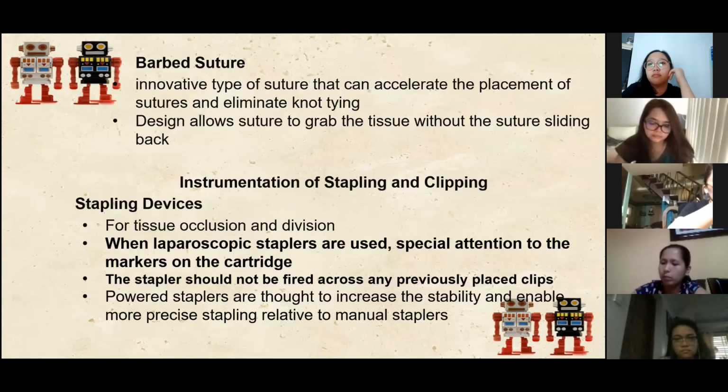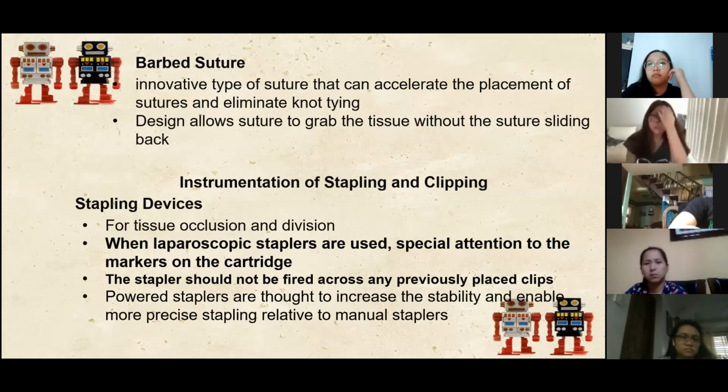For your barbed suture, knotless barbed suture is an innovative type of suture that can accelerate the placement of sutures and eliminate knot tying. It's a designed monofilament suture with barbs oriented in the opposite direction of the needle, which allows the suture to grab the tissue without the suture sliding back.